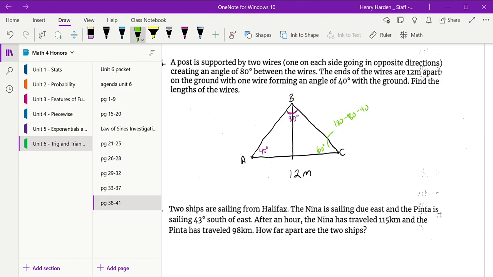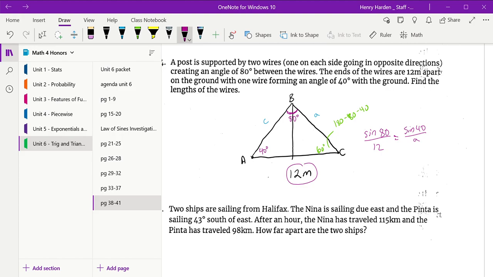Now the fact that I do have an opposite side with this angle, I can use the law of sines. We're trying to find the length of the wires, so we're trying to find side C and side A. We're going to use just the law of sines. So we're going to say the sine of 80 over 12. You want to make sure that you're using the angle and side that go together. Sine of 80 over 12 equals, and let's go with 40, just because they gave us that first, sine of 40 over side A. And then we're going to solve.